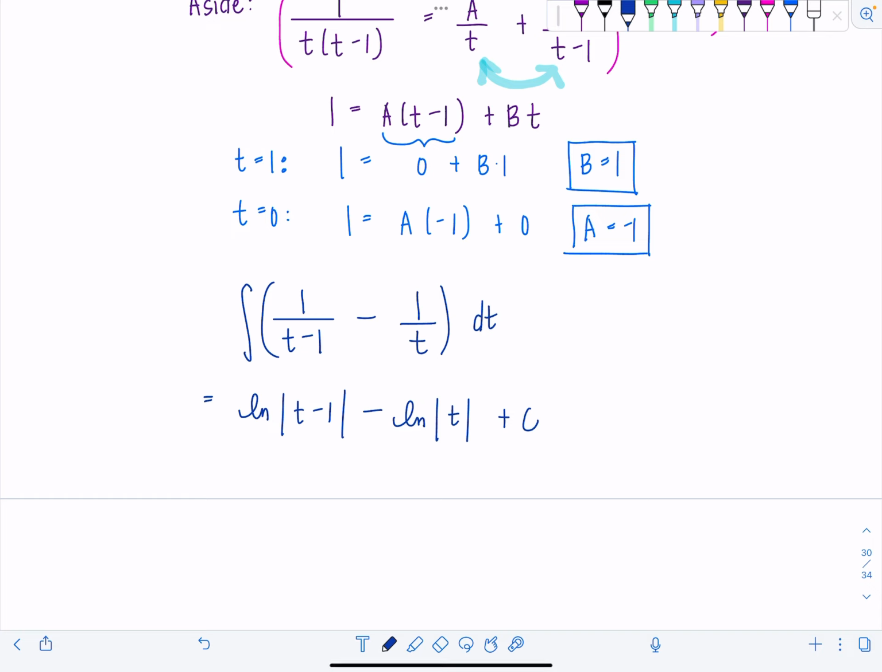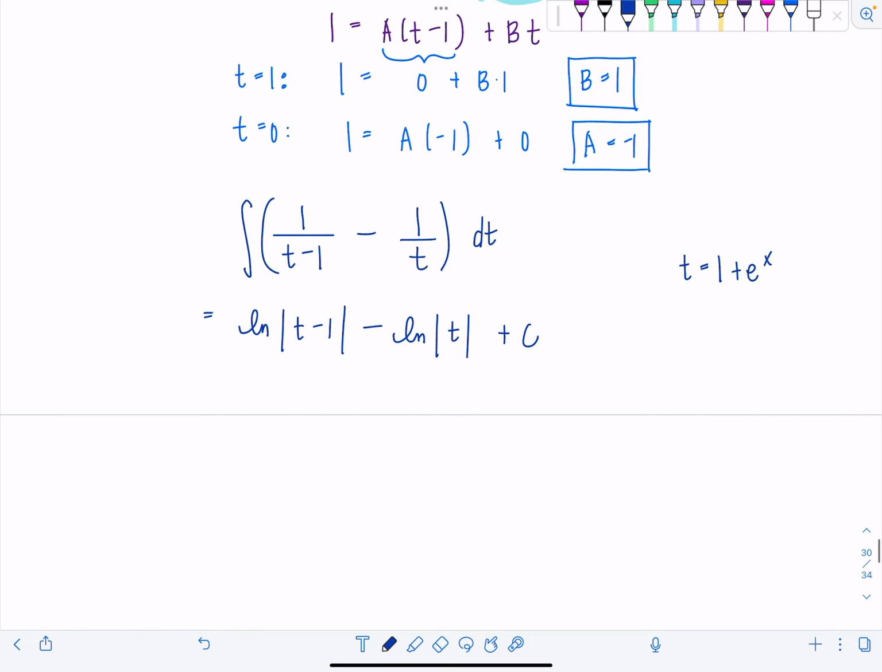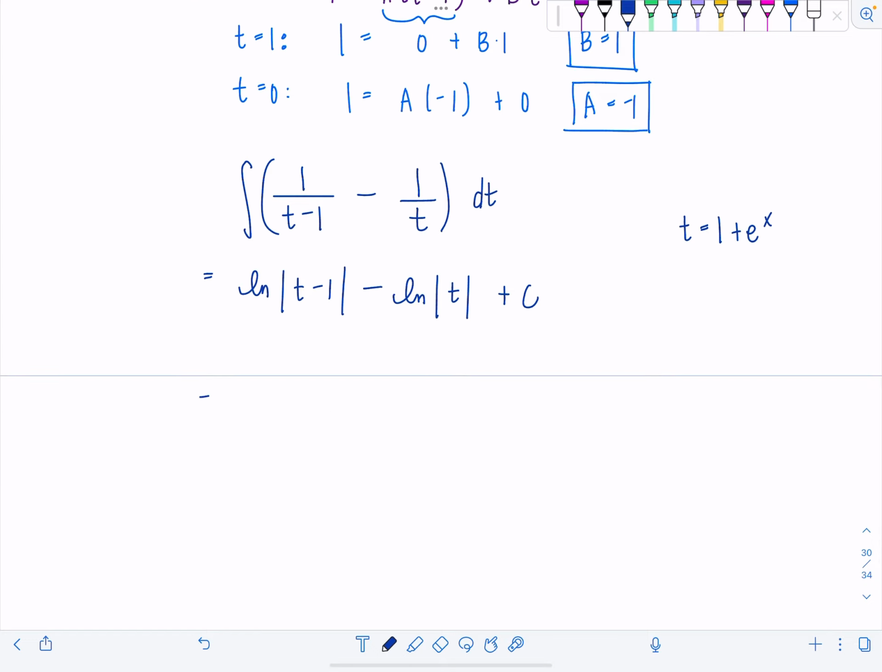And then we have to go back to what our original variable was. It was not t's. Remember, t was equal to 1 plus e to the x. So I'm going to substitute in 1 plus e to the x everywhere I see t. So we have ln absolute value of 1 plus e to the x minus 1, minus ln absolute value of 1 plus e to the x, plus c.